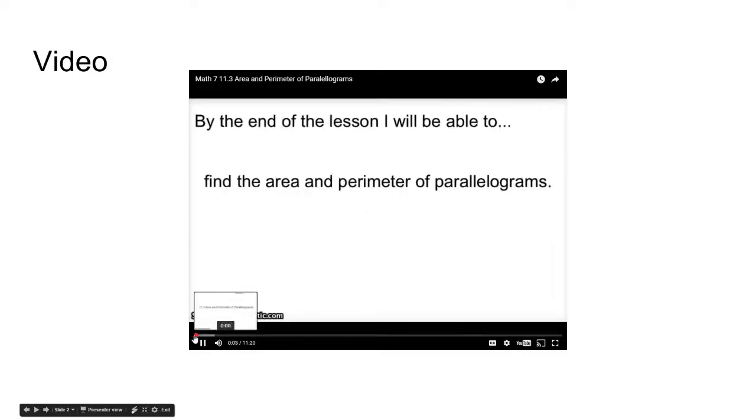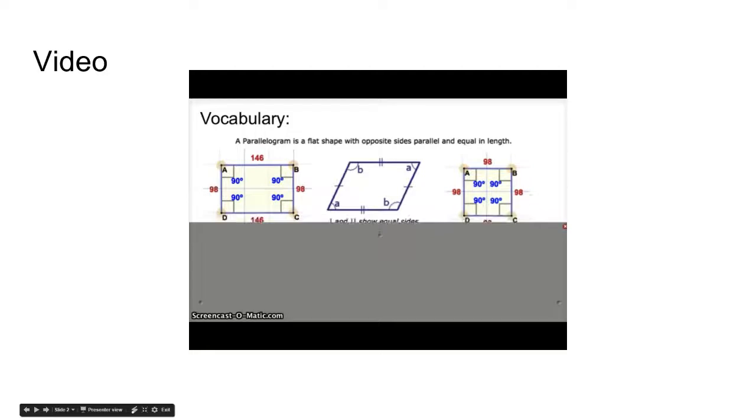Parallelograms. By the end of the lesson, I will be able to find the area and perimeter of parallelograms. Vocabulary. The first thing that you need to know is that a parallelogram is a flat shape with opposite sides parallel and equal in length.